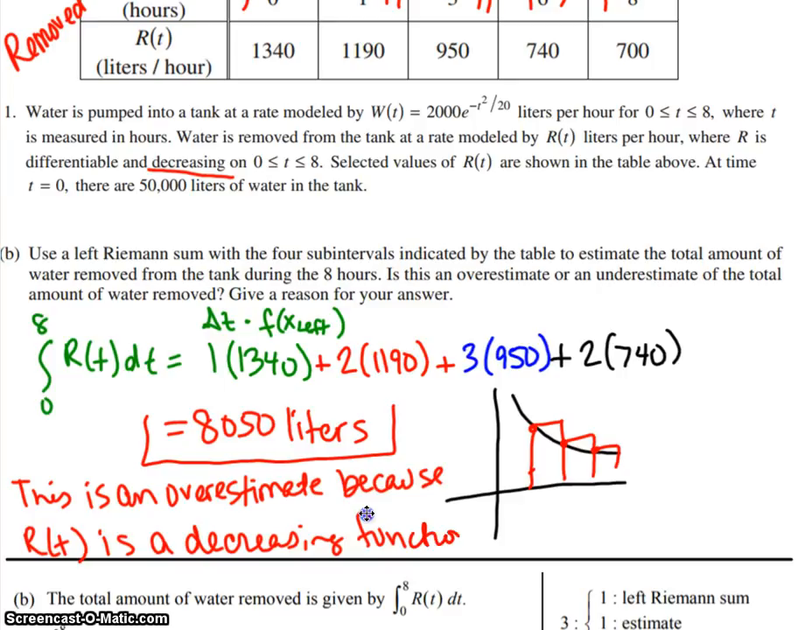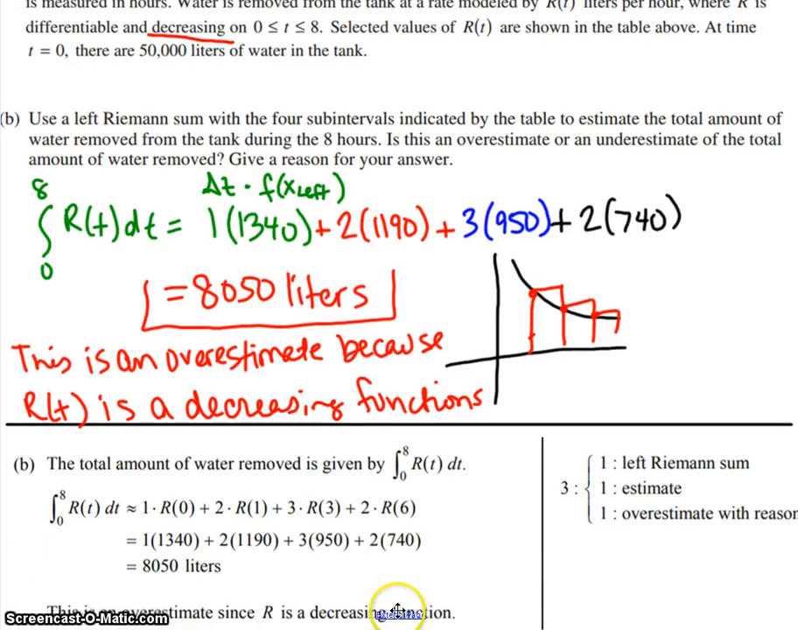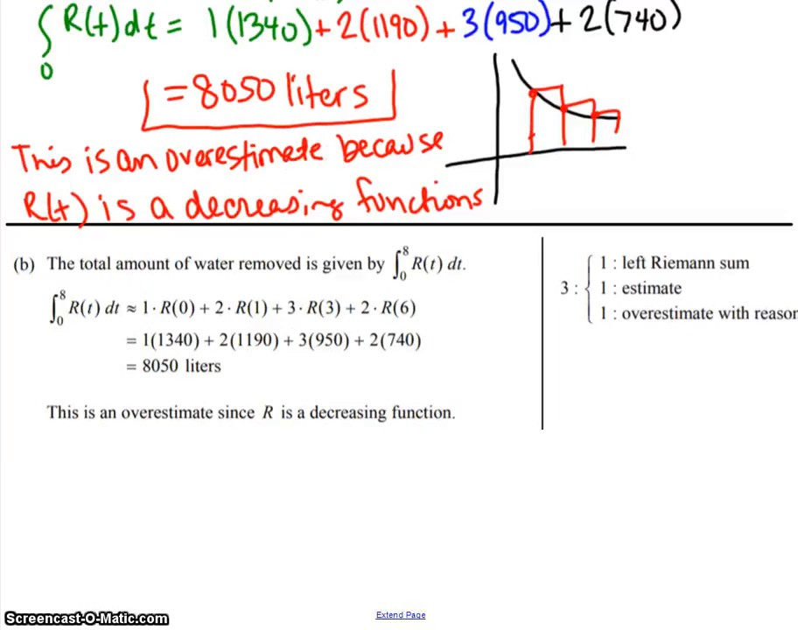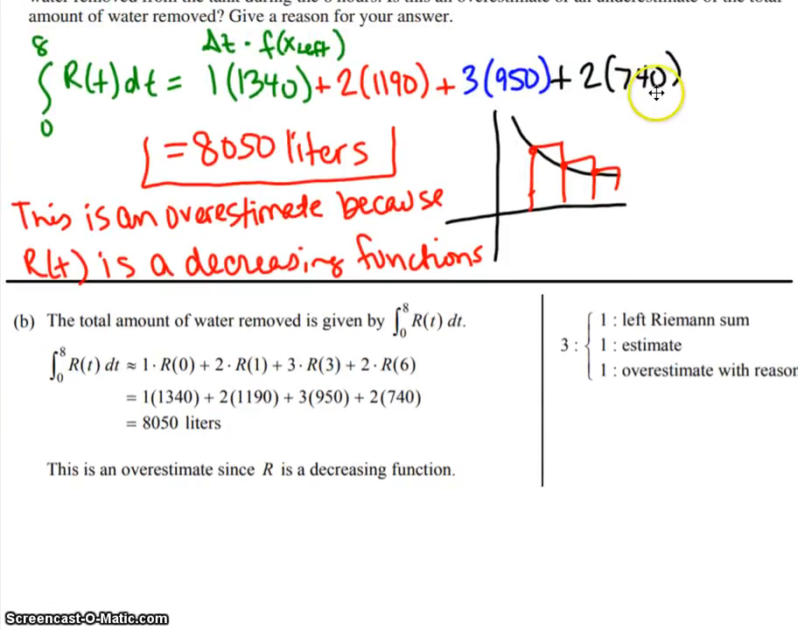Okay, so the points for this problem, total of 3. It's going to be 1 point for the left Riemann sum, 1 point for the estimate, the 8,050, and 1 point for your explanation on it being an overestimate.